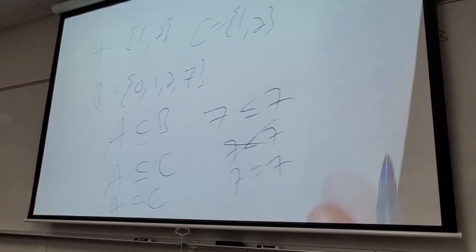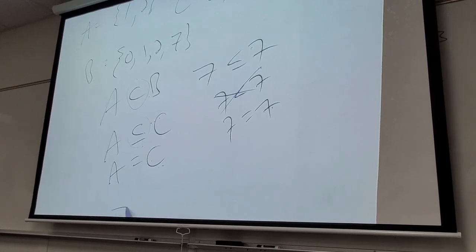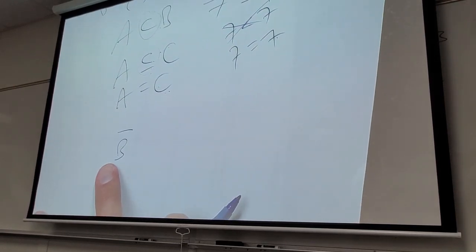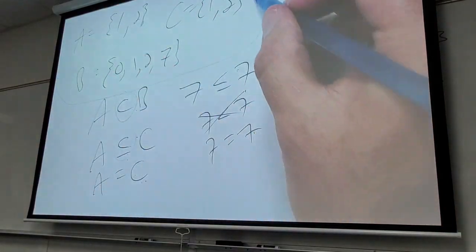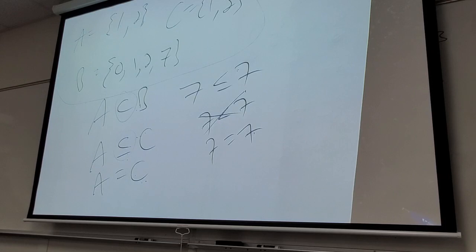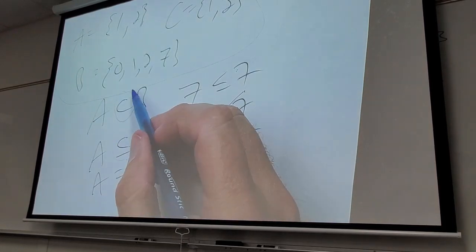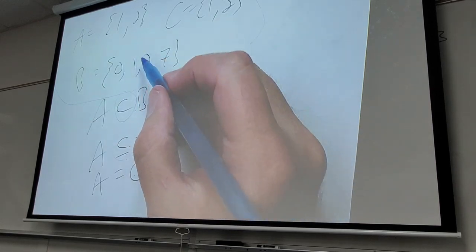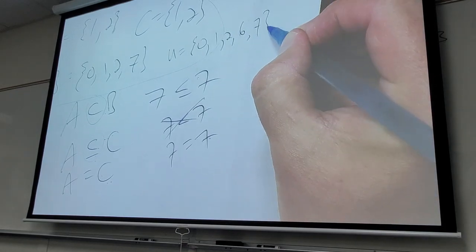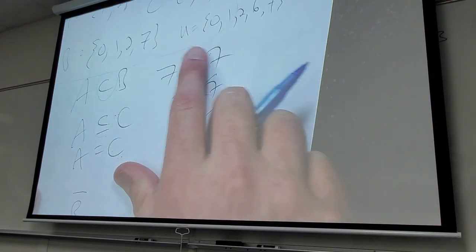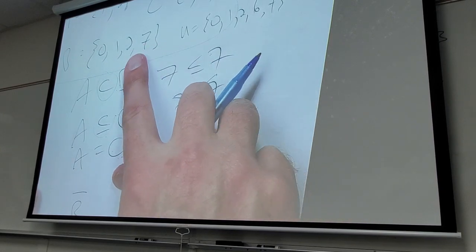So let me ask you this. Real quick, does anyone remember what this symbol means? Good, not B. Why is that something you can't really answer with what I've given us so far? You don't know the universe. Okay, sorry, I thought you meant inverse. You meant universe. I don't know what's possible, right? So not B. If I tell you the universe is 0, 1, 2, 6, 7, what's not B? What's not in B? 6.